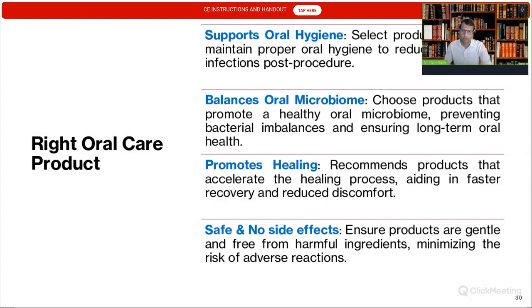Balancing of the oral microbiome. The oral care products that we are going to use help in populating the good bacteria so that they can suppress the growth of pathogenic bacteria. And if we are using harsh chemicals, they will kill both the good bacteria and the bad bacteria, which makes the situation much worse. The oral care products should promote healing so that the recovery is faster. And most importantly, the oral care product that we are recommending to the patient should not cause any side effects.